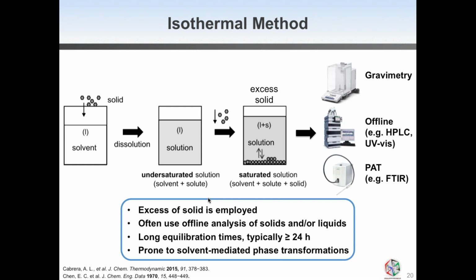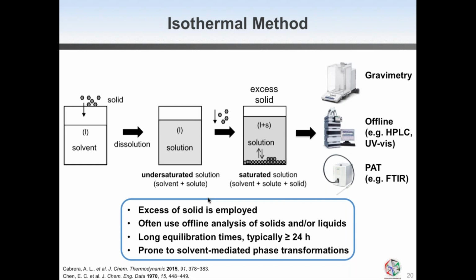In the case of the isothermal method, excess solute is employed to reach the saturation point at a particular temperature. The equilibration time to reach saturation is system dependent, and long equilibration times are often reported, greater than 24 hours. The excess solute or solution are analyzed offline by gravimetry, HPLC or FTIR. The long equilibration time that characterizes the isothermal method makes this particularly prone to solvent-mediated transformations.